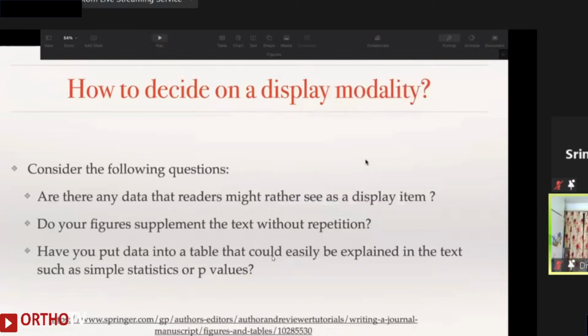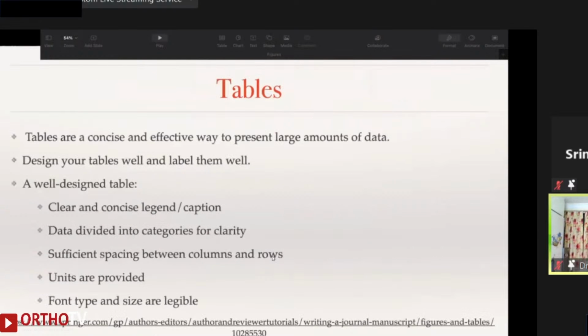So consider the following questions, and this is from the author and review tutorials on Springer. Are there any data that readers might rather see as a display item? Do your figures supplement the text without repetition? You don't want to write about it as well as put it on a table. That is unnecessary repetition, but there should be a complementary way of using both of them. Have you put data into a table that could be better explained in the text, such as simple statistics or p-values? So just ask yourself a few questions before you decide what are the visual elements you want to put into your paper.